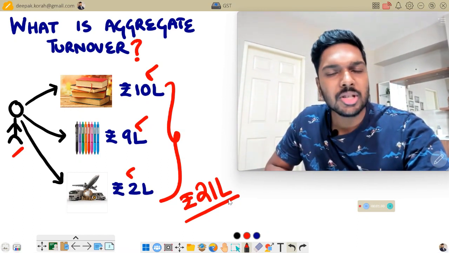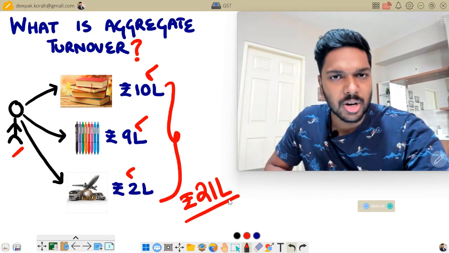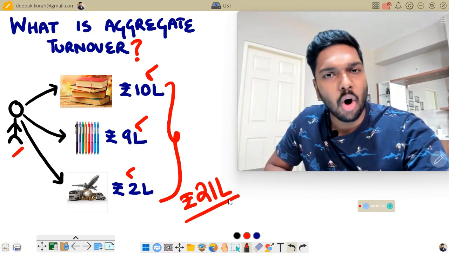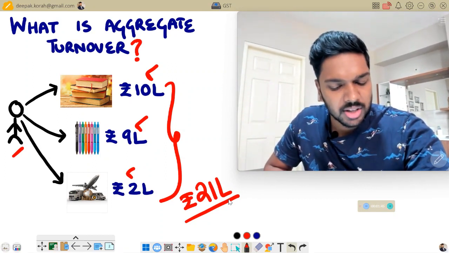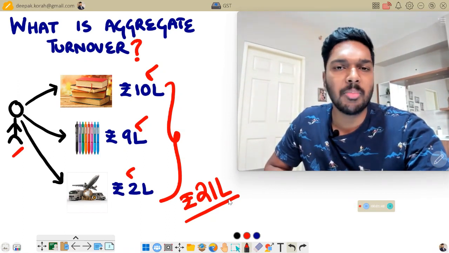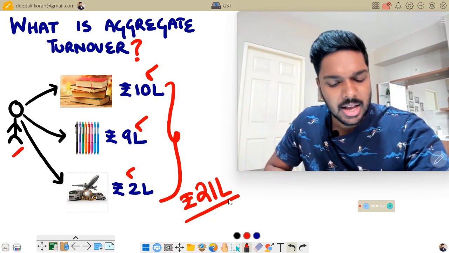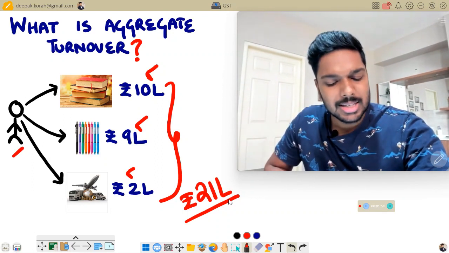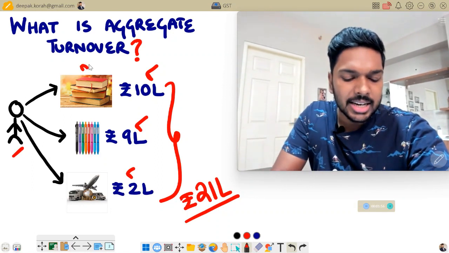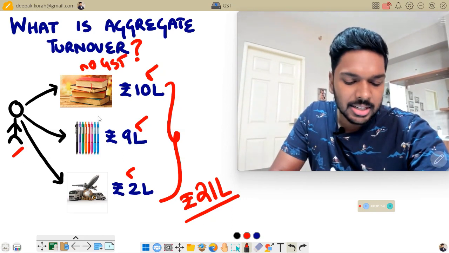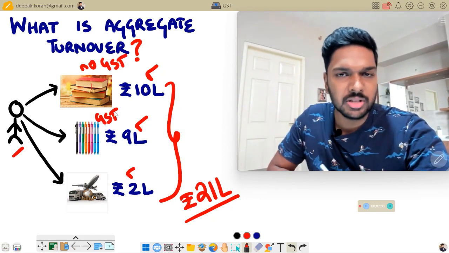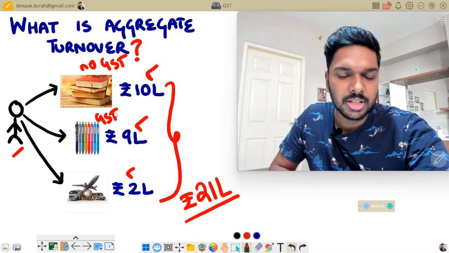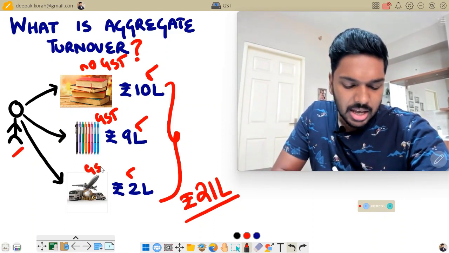So for the purpose of computing aggregate turnover, you'll have to add up the turnover from all your businesses, whether you are in the supply of books, pens, or in the supply of transportation services. Now, coming to this particular example, sale of books does not attract any GST. Sale of pens attracts GST. Supply of transportation services, of course, attracts GST.